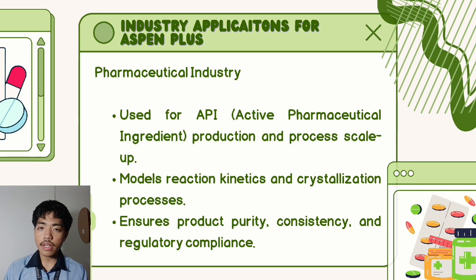Now shifting to the pharmaceutical industry, Aspen Plus plays a key role here too, especially when it comes to scaling up lab processes and ensuring product quality. It is used for API, or active pharmaceutical ingredient, production and process scale-up, models reaction kinetics and crystallization processes, and ensures product purity, consistency, and regulatory compliance. As you can see, Aspen Plus supports both the development and scale-up strategies in pharma, making it easier to produce safe, consistent, and compliant medications.